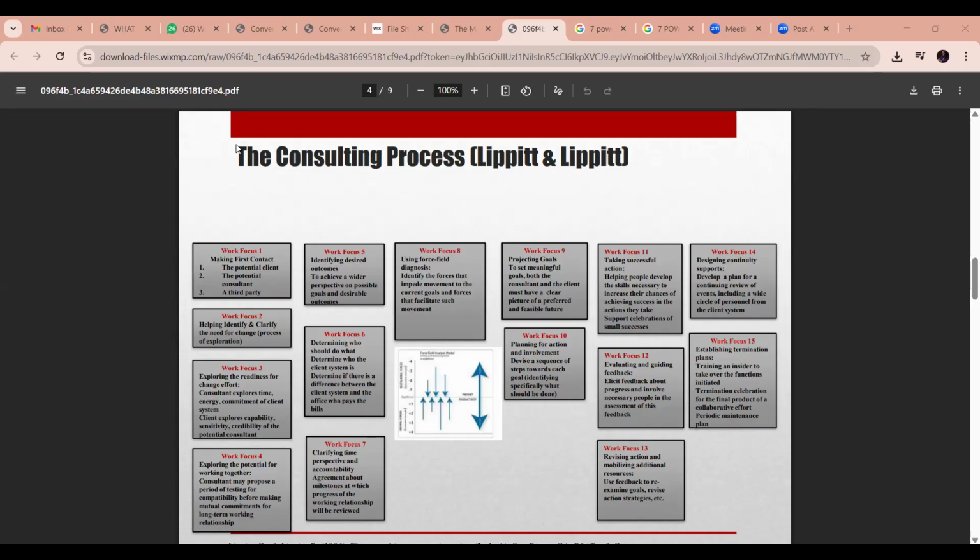What can go wrong? What are the risks? What are the things that can stop us from achieving our assignments? It's called force field analysis. Identify the forces that impede movement. What are the things in the organization that might stop the organization from achieving what it wants to achieve?